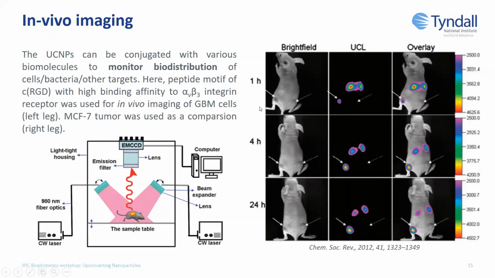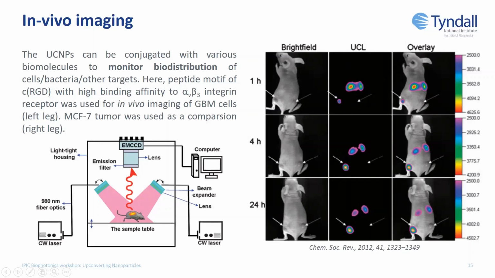So on the left-hand side, it was the tumor of interest, and on the right-hand side, where the arrows are pointing, it was a different type of tumor. So then when we look at the upconversion emission, we can see that after 1 hour, upconverted nanoparticles were mostly accumulated in liver and spleen and a little bit within the tumor of interest.